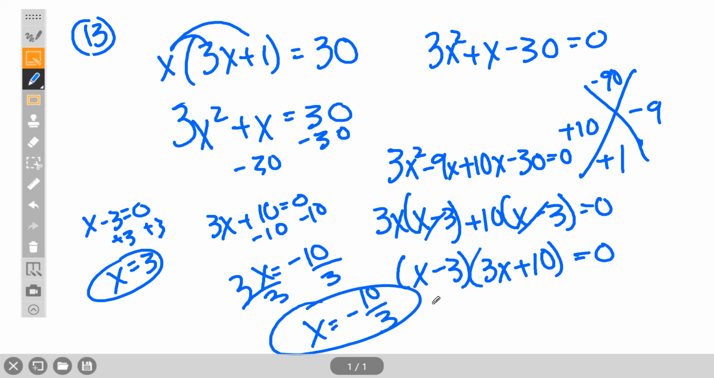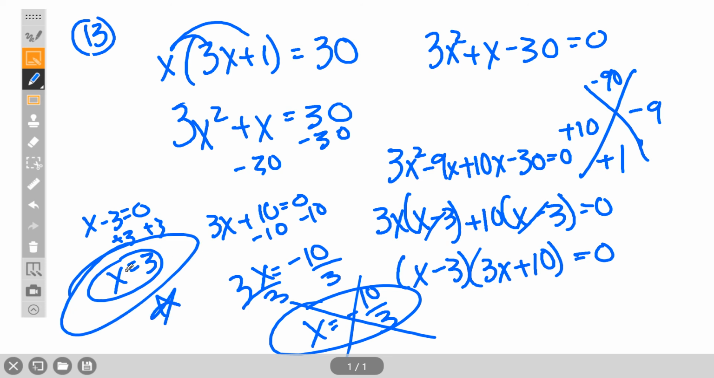However, remember I was trying to find the value of x, and x represents a side length of a rectangle. So since I cannot have a negative side length, the negative solution is not viable. So the only solution possible is x equals 3 for number 13.